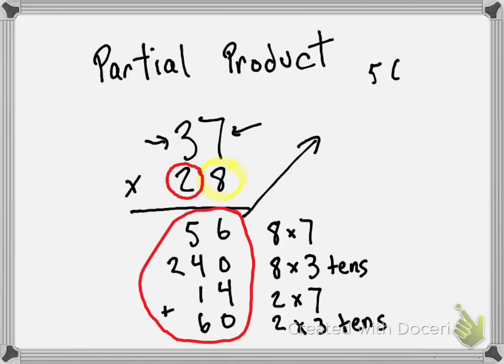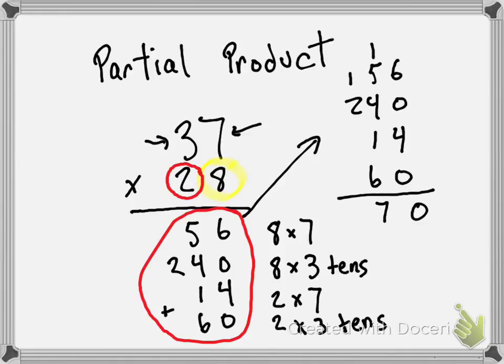So we've got 56, our first number, plus 240, plus 14, plus 60. All right, and I'm just going to add these numbers together. We got 6 plus 4, and the rest are zeros. So that's a 10. I'm going to regroup that 1 over here. 5 plus 4 is 9, plus 1 is going to be 10, plus 6 and 1, 7, so that's going to be 17, and we're going to regroup that 1. 2 plus 1 is 3, and so our answer to 37 times 28 is going to be 370, using the partial product method.